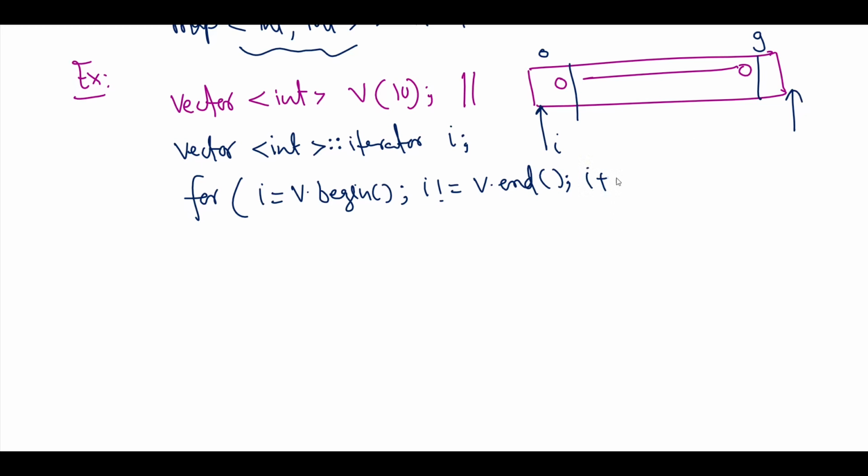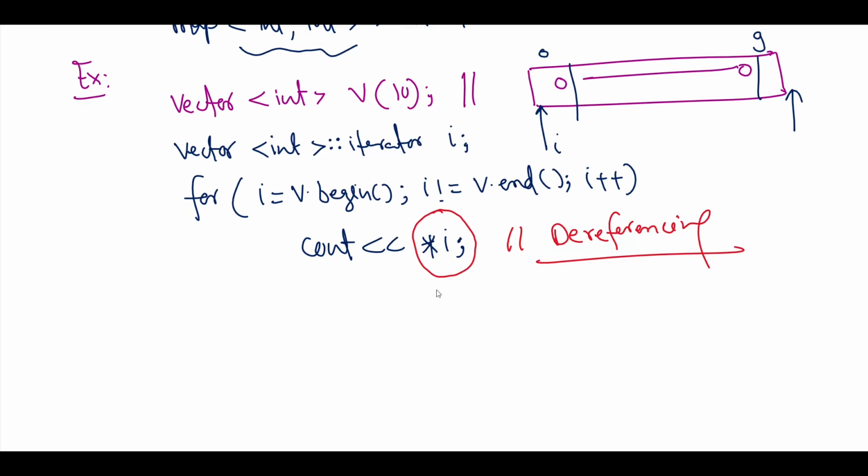And after this we'll increment i by 1 each time, and here you can print the value of these elements by dereferencing this iterator like this. If you know about pointers, you might know about this dereferencing, right? So this is going to print all these values. At this moment it is just going to print 0, but we have some values here, right?